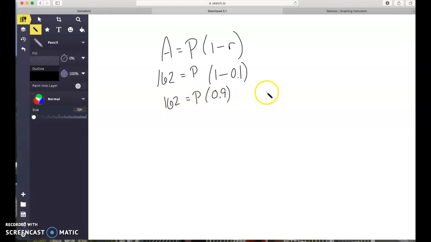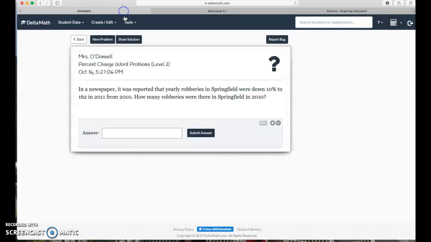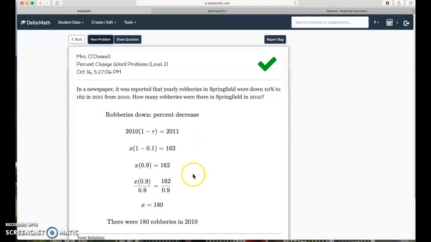I know in order to get that P by itself, I have to do SADMAP, or my inverse operation. So I'm going to do the opposite of multiplying by 0.9, which is dividing by 0.9. My rules of equality say that if I do it to one side of my equal sign, I have to do it to both. So I'm going to take 162 and divide it by 0.9 to get 180. Okay, so I'm going to get 180 robberies, and that sounds pretty good to me, so let's submit it and see what Delta Math thinks, and they like it.